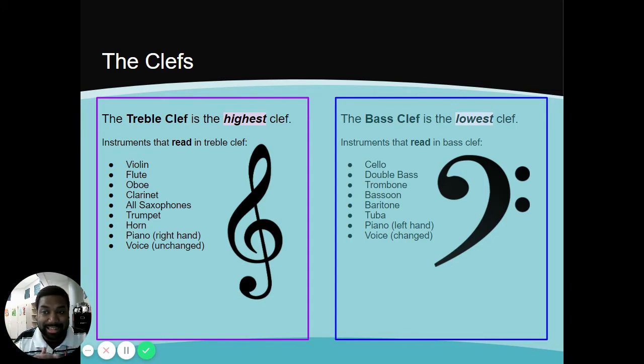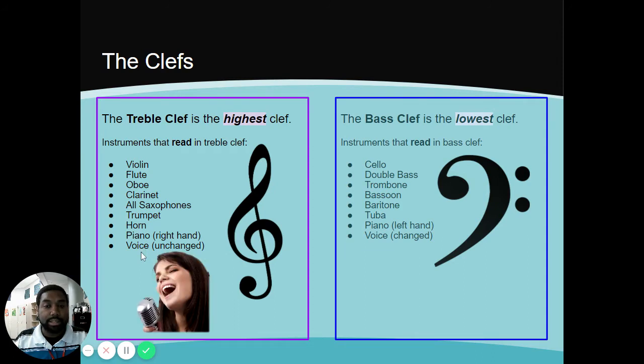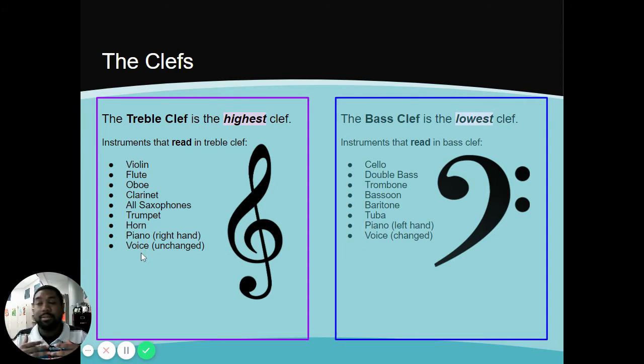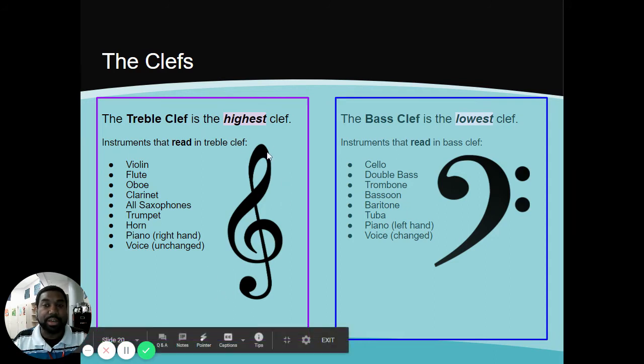It is the highest clef. Okay, meaning when you see this clef right here, this clef tells you you are going to be playing high notes, higher notes, okay? So, instruments that read this: violin, flute, oboe, clarinet, saxophones, trumpet, horn, piano, and voice, okay? So, for example, if you are a young lady, you would probably be singing this if you were singing music. Now, and for most of my gentlemen now, you would probably be singing this right now, okay?